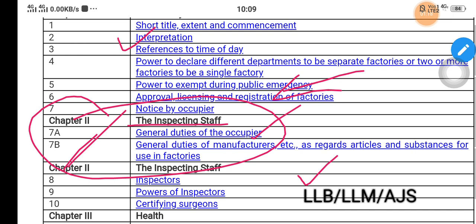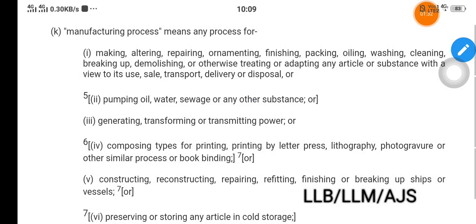And today we have to deal with the preliminary and manufacturing process. We'll deal with the definition of manufacturing process, definition of factory, definition of occupier, and lastly the inspecting staff provisions. First of all, the definition of manufacturing process.